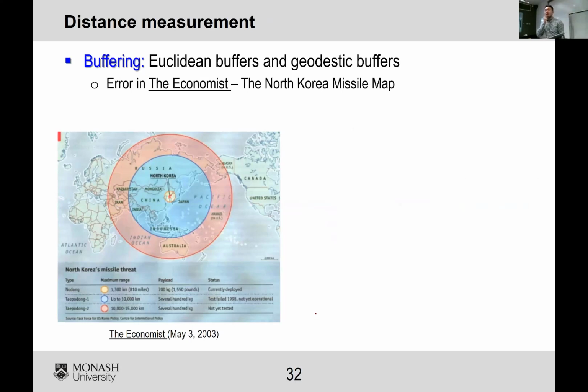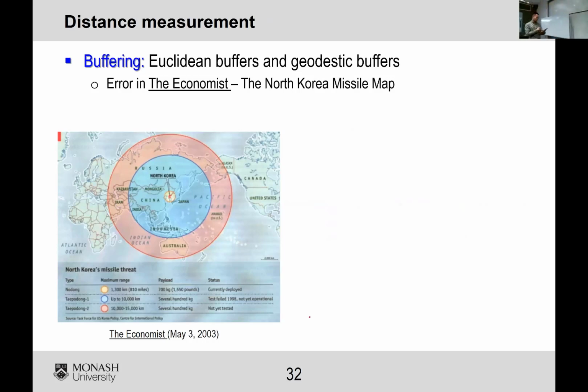I found this graph from the magazine The Economist back in 2003. So they want to analyze the coverage of North Korea missile systems, short, mid, and long range. And they basically draw a buffer zone with the coverage of different systems. So do you think this makes sense? Or what's wrong with it? Well, apparently American people won't be too concerned because the longest range will only cover part of Alaska, right? So they should be relieved.